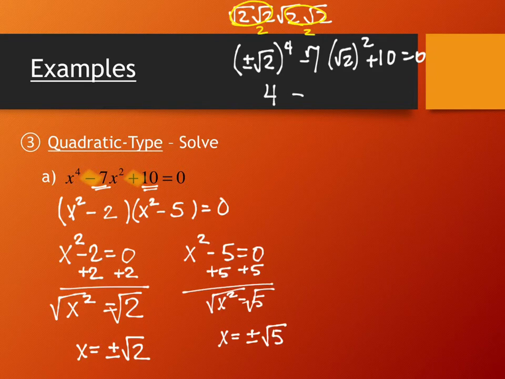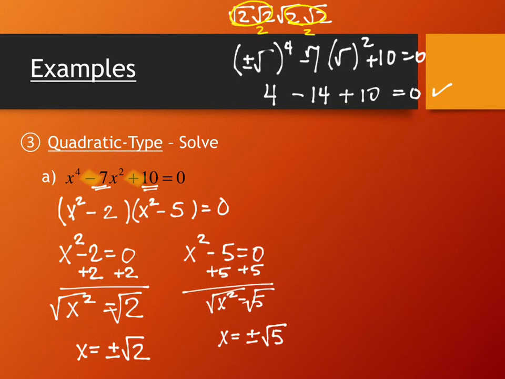And the middle, right here, the square root of 2 ends up being squared to give me 2. So 7 times 2 is 14 plus 10. Does 4 minus 14 plus 10 equal 0? Yeah, it does. So it works. No problem. And I can do the same thing to check out the number 5.